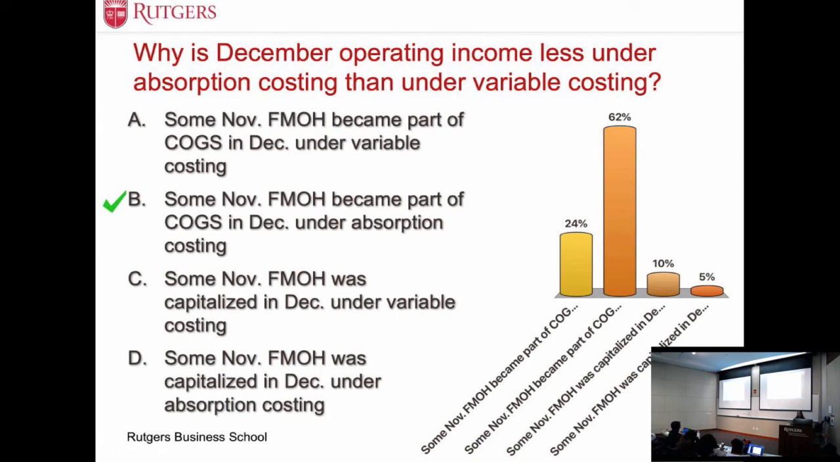So for people who chose A, I guess you just didn't read through the question. You know that the November fixed overhead becomes part of the cost of goods sold, but you didn't read that it's under variable costing. Under variable costing, it has nothing to do with the fixed overhead, right? So it's being expensed under the absorption costing. So B is correct.